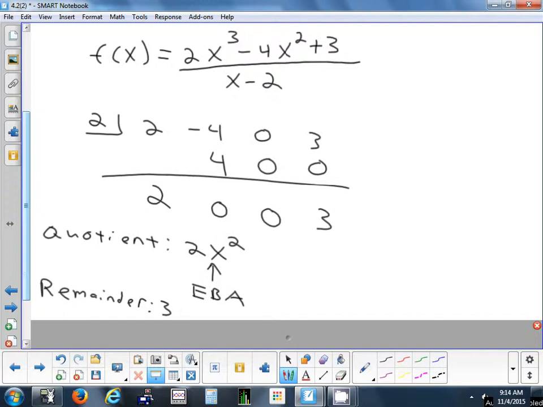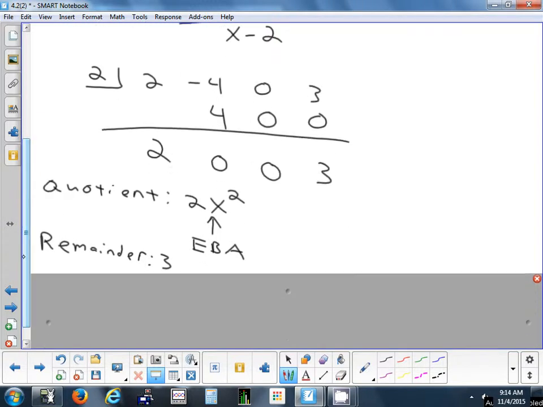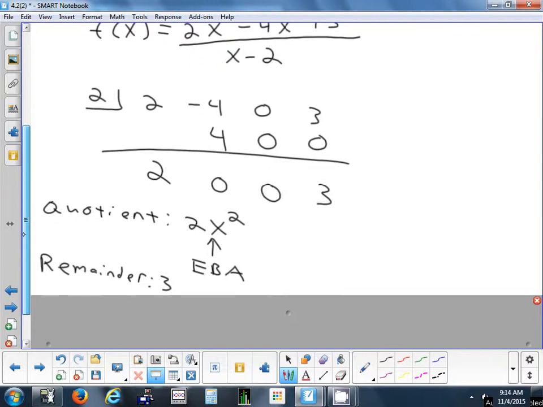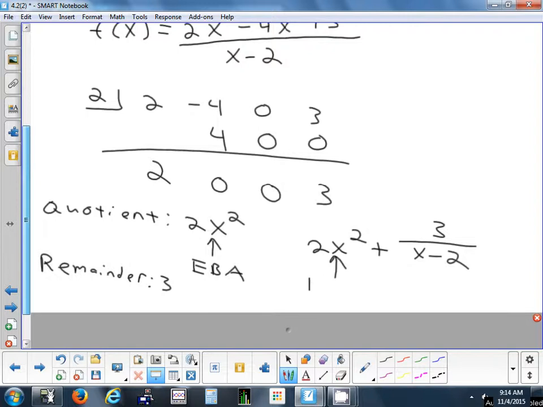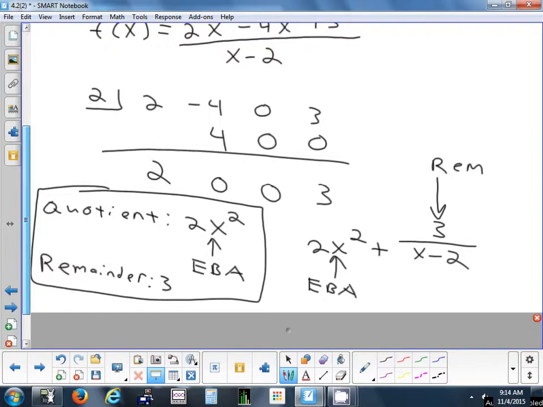Yeah? So if you were to write out the quotient with the remainder, would it be 2x squared plus 3 over x minus 2? The remainder is just a number, but plus 3 over x minus 2. Yep. So another way you could write this out is 2x squared plus remainder over original denominator. Again, that's your end behavior asymptote, and this part is your remainder. I would probably just write it that way. Quotient, remainder. You don't have to write it this way, but I would accept this.